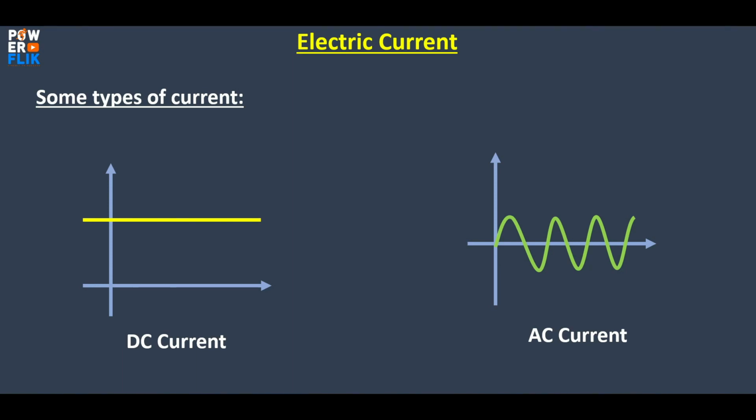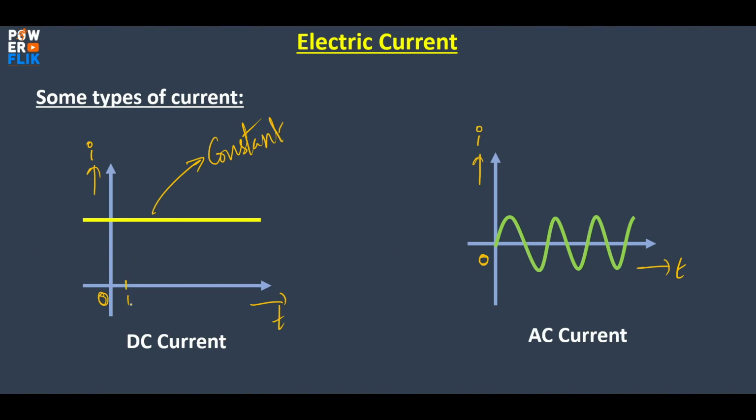Now, usually current will have many different forms. If you see through the oscilloscope, you will see many different forms. In that, I have considered two waveforms. This is I, the y-axis is I, and the x-axis is t. Now if the current waveform is constant throughout the time, then it is called DC current.